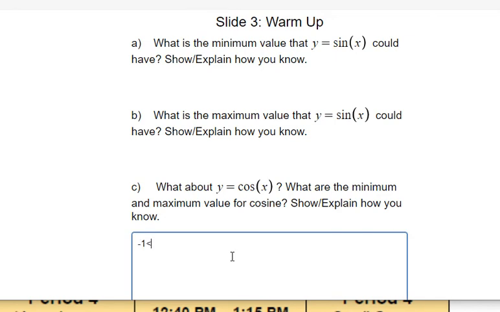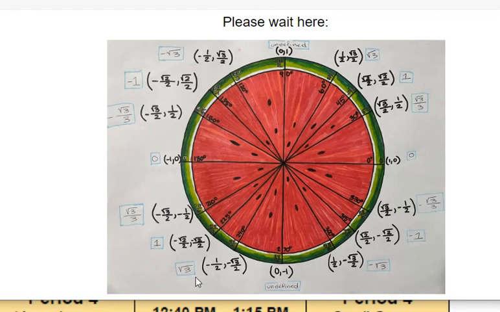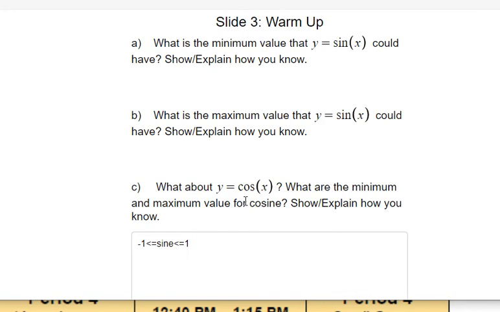-1 is less than y, which is less than 1. Technically it's equal to, but I don't have that. So y is between -1 and 1. The lower limit's -1, the upper limit's 1. And I should say sine. And then what about for cosine? Well, cosine, it's the same thing. We're going from the far left over here to -1, over all the way over here to 1. It's actually the same for cosine.